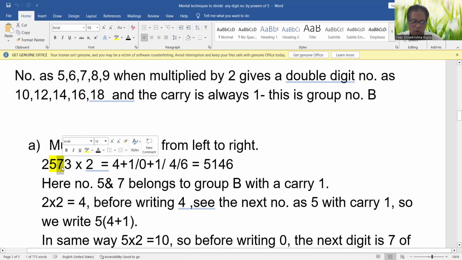In the same way, 2 into 7 is 14. Before writing 4, I will see the next number. The next number is 3, and I know 3 belongs to group A, so it is without a carry. 3 into 2 is 6, so I will not take any carry into the multiple of 2 into 7. So I simply write 4. My answer will be 5146.